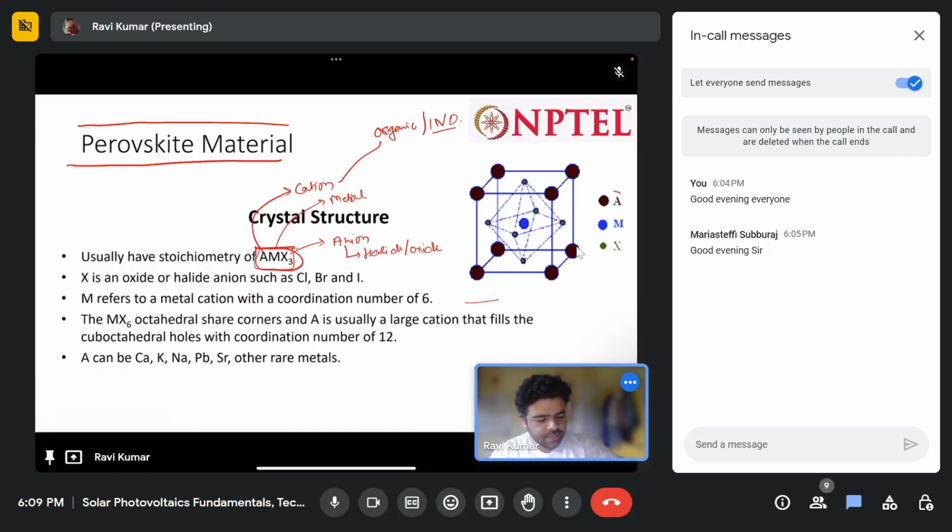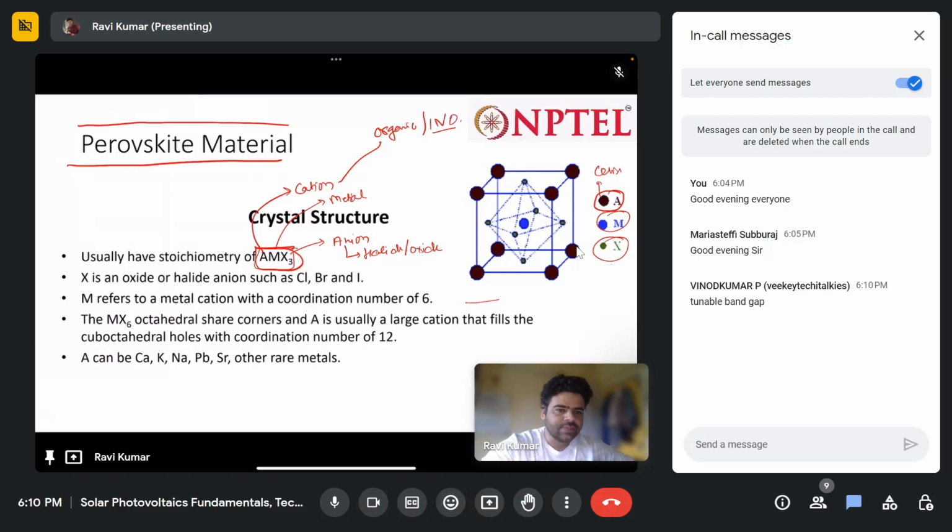And this is the crystal structure for this perovskite type material. Here A represents our cation, M represents our metal, and X is the halide. First we will see what the coordination number is and so on. But before that, you need to know why we are moving to this perovskite material. What are the reasons behind this? Does anybody know why this perovskite material is important for solar PV application?